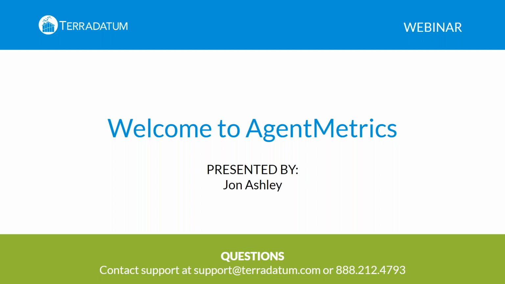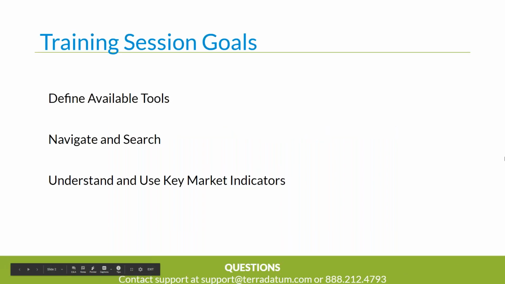Sounds great. I'm John Ashley, product trainer at Terradatum. So thankful for everyone that's able to join the training today. We're going to be going through the Agent Metrics program. A couple goals I have in mind for each one of my trainings are to define your available tools, teach you how to navigate and search the different options, and then help you understand and use our key market indicators. You may hear me use that term KMI, key market indicators, a couple times. So just keep in mind that's what those are. And I'll be able to show you a little bit later how to use them.